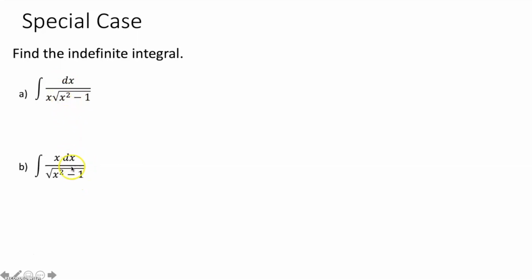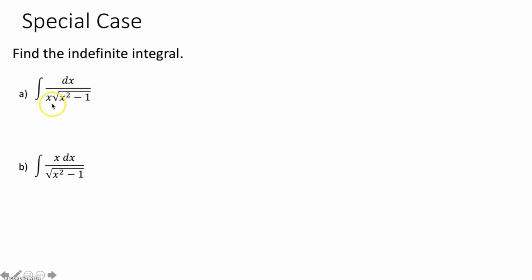Now notice the only difference between each of these indefinite integrals is that in this one, the x is in the denominator, in this one, the x is in the numerator. And just that one difference will cause the way you evaluate them to be drastically different. So up here, we see that this integral is in the form of the integral involving arcsecant, where you have in your denominator u times the square root of u squared minus a squared.